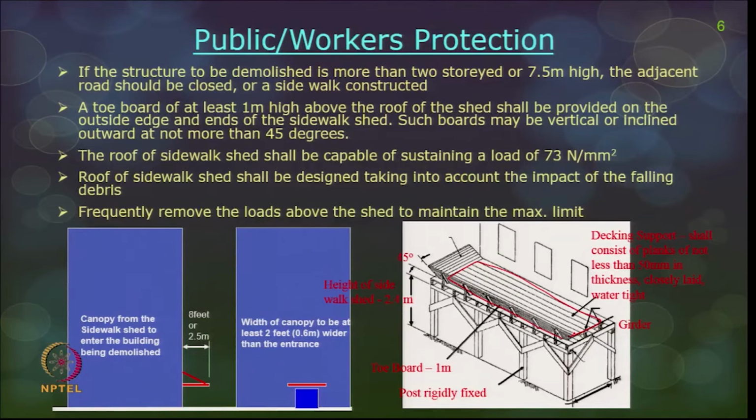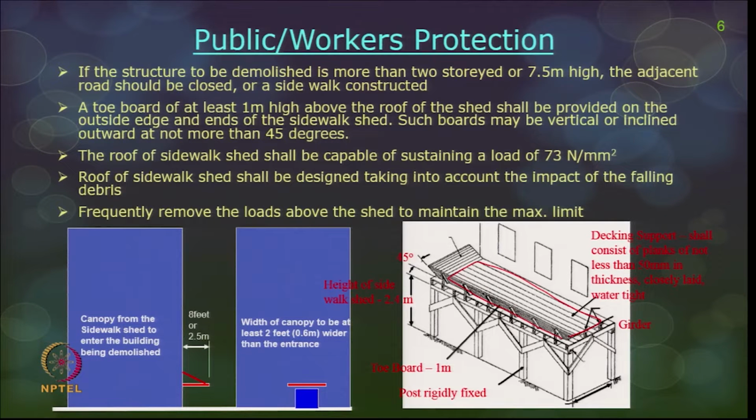The decking of the support should have closed panels of not less than 50 mm thickness, and they should also be watertight, in order to have no leaking into the sidewalk sheds. Whenever there is debris falling onto the sidewalk shed, the load has to be removed frequently, so that the maximum permissible limit on the load above the sidewalk shed is maintained. So, these are some of the tips on the sidewalk sheds.